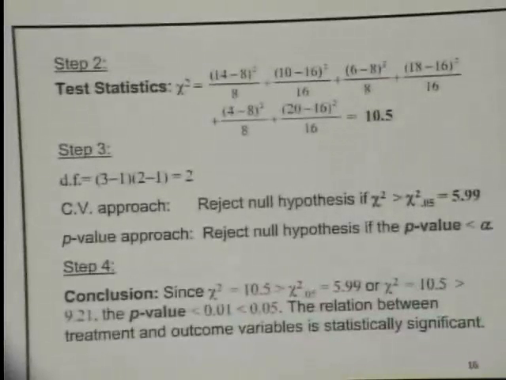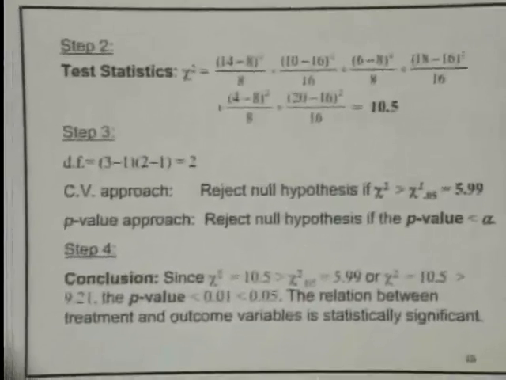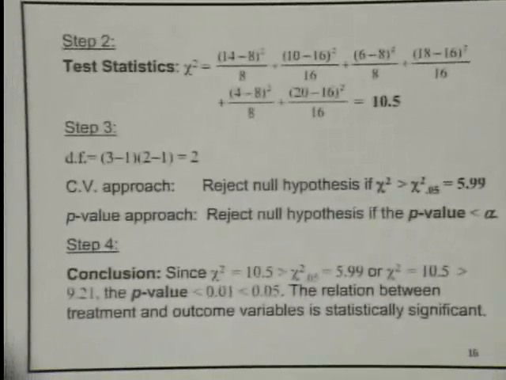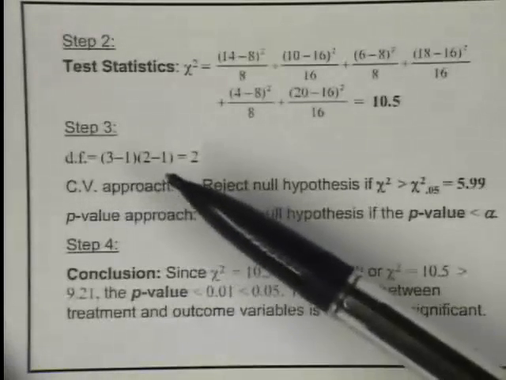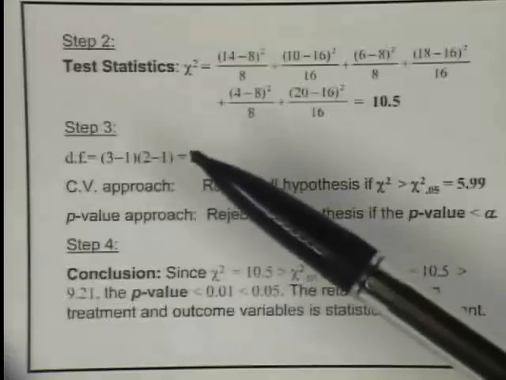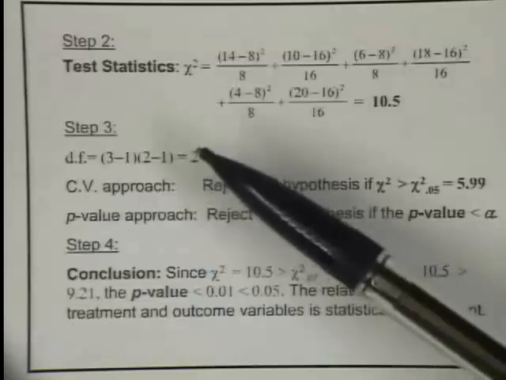Again, the larger the score, the more likely you are to reject the null hypothesis, the more extreme the evidence is. In this problem, we have 3 rows and 2 columns. So 3 minus 1 times 2 minus 1 gives you 2. That's the degrees of freedom. You will use that to check the chi-square distribution table to figure out the p-value.